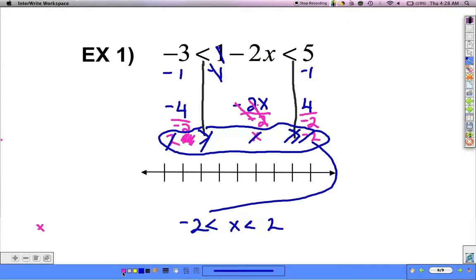So to graph that, I'm just going to set up a little number line for myself where I have 0, negative 1, negative 2, negative 3, negative 4, and 1, 2, 3, and 4 on the right hand side. I want to graph an open circle at negative 2 because this is just the less than symbol. I want to graph an open circle at positive 2 because this is also just the less than symbol. And then since x is between negative 2 and 2, I just want to fill in the space in between those two numbers. And that's it.